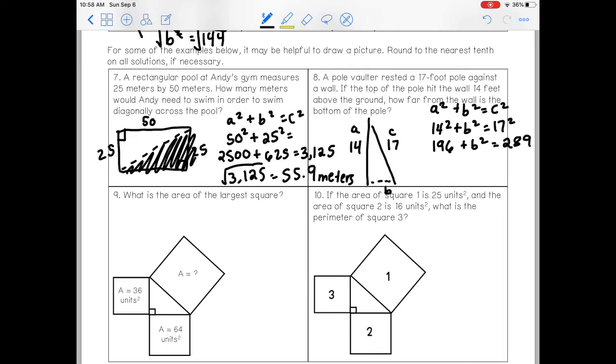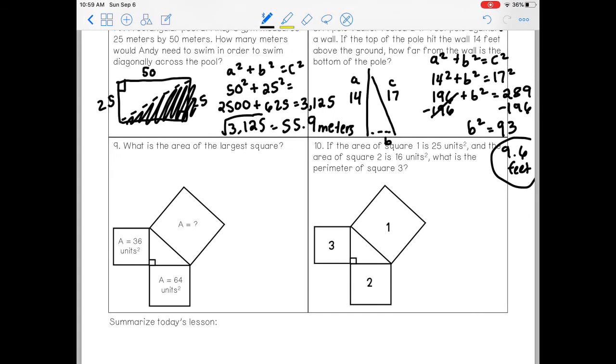Again, we're trying to isolate the b squared, so we have to get rid of the positive 196. We do the opposite by subtracting on both sides. So we get b squared equals 289 minus 196. We get a value of 93. We need to look at two values that are closest. Well, I know 9 squared is 81 and 10 squared is 100. So 93 is approximately between 9 and 10. If I come to find out, I get 9.6 feet.